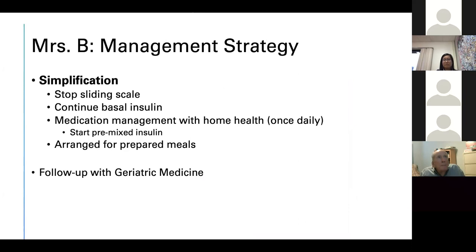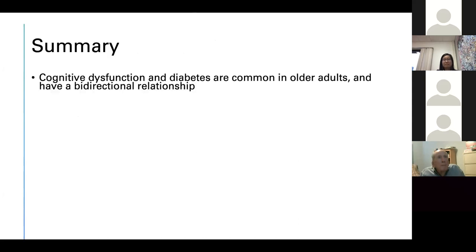In terms of her management strategy, we stopped her sliding scale. She continued on basal insulin in the morning, and with home health, we started premixed insulin for her. We found out that she does like to eat food, it's just that she couldn't prepare the meals because she lost her ability to cook. With prepared meals, she was eating 3 meals regularly throughout the day, and she also followed up with geriatric medicine.